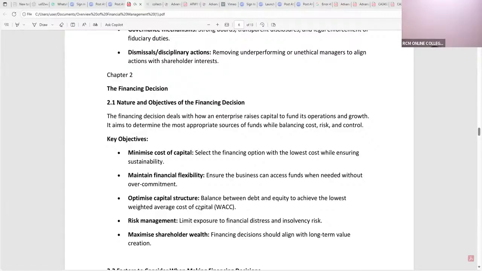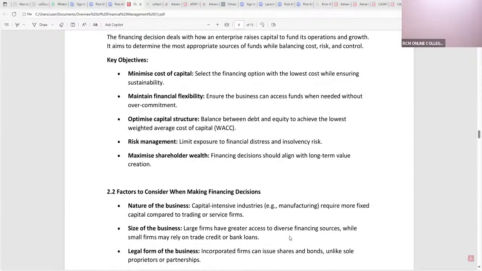Equity owners, the owners of the shares, we pay them dividends. And dividends can never be allowed for tax minimization purposes. The other objective of seeking this optimal financing decision is to help us manage our risks. So as much as debt is cheaper, it's quite risky. It can easily get you into insolvency. So limit exposure to financial distress and insolvency risk. Maximizing shareholder wealth, financing decisions should align with long-term value creation.